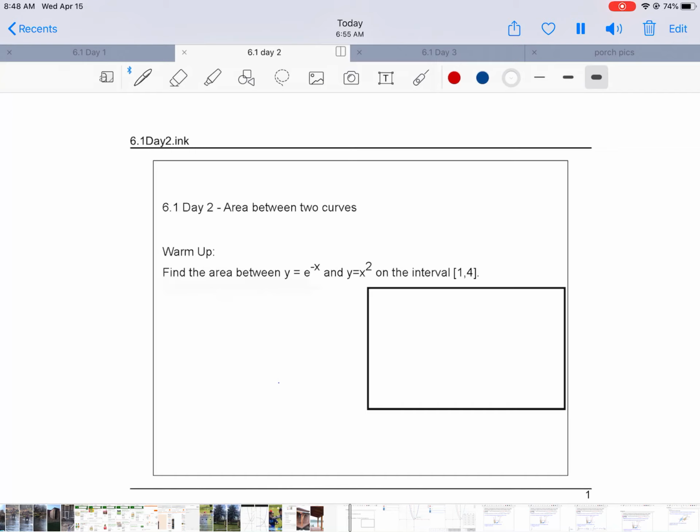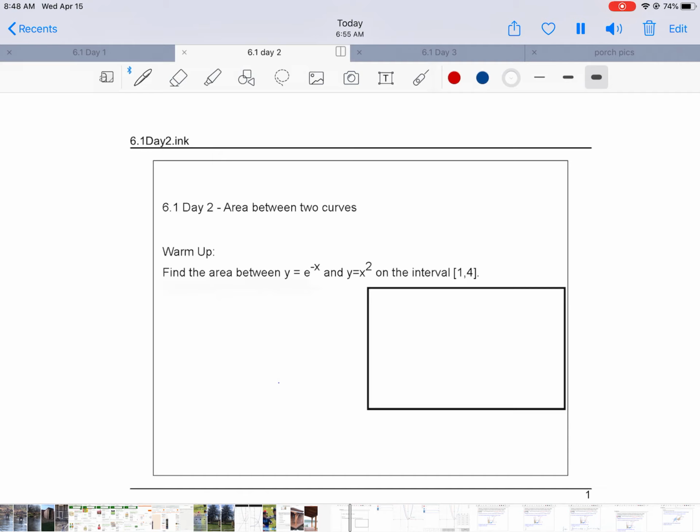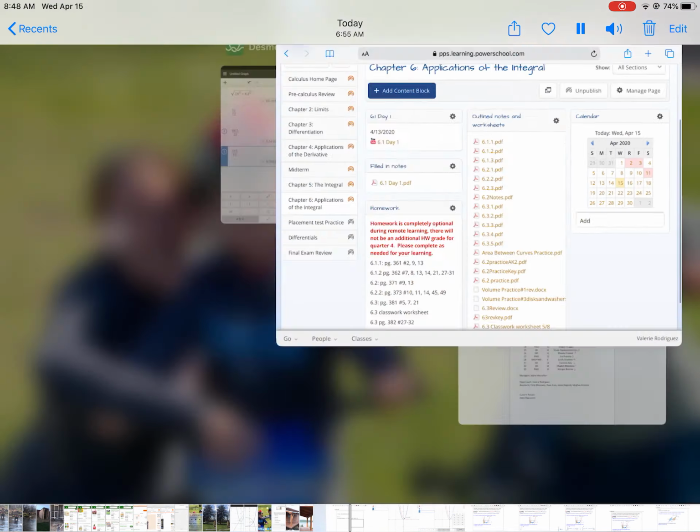So the second day of 6.1 is obviously similar to the first day, but now we're going to have more than one region to find the area between. And these regions are broken up by points of intersection, and at those points of intersection, what you'll see is that the top and the bottom equations change roles.